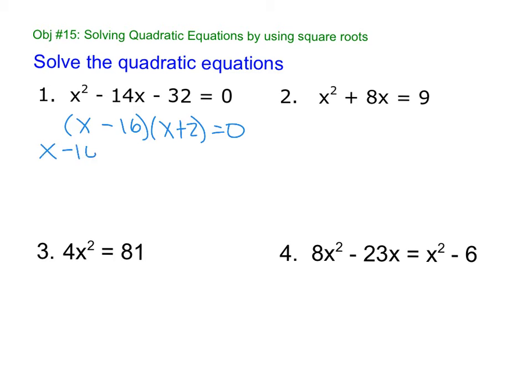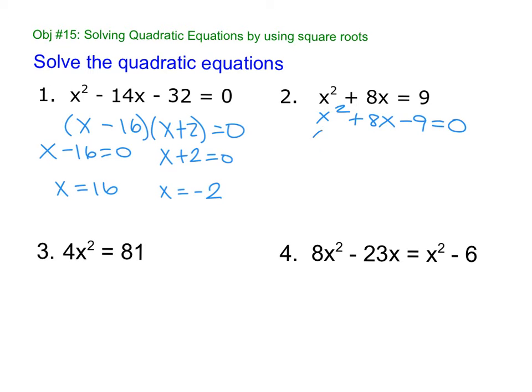x minus 16 equals 0. x plus 2 equals 0. So we get 16 and -2. Number 2, where you need to subtract the 9, because remember, you always need 0 on one side. And like before, it's a regular factoring problem, MC chart.